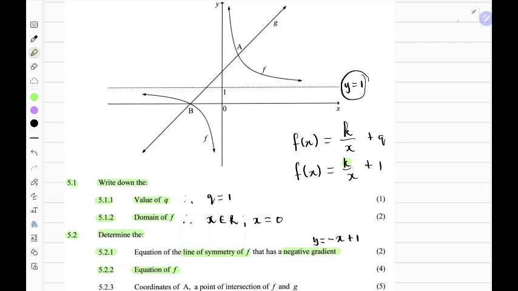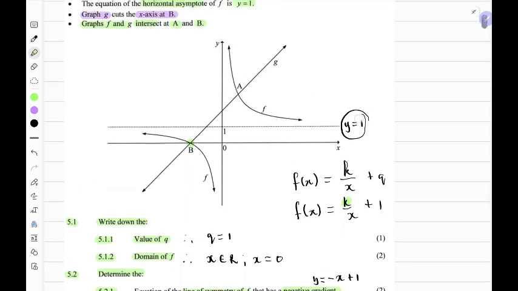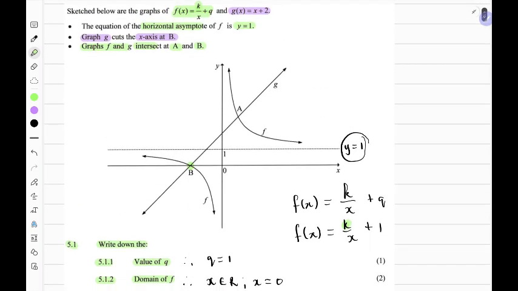In order for us to do that, we need at least one point on f of x to find k. So we can actually find this point, x and y, for this point, because you will recall that point B is the x-intercept for g. So let's find the value of B here. If we can find x and y for B, then we can substitute it respectively to find the value of k. So to find B, we need to consider g of x.